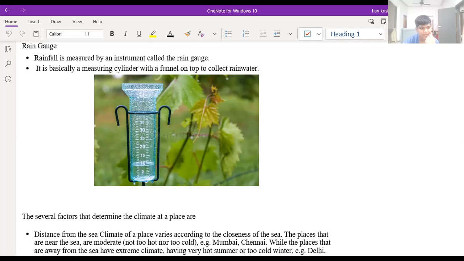Sir, if it rains for one hour, do they calculate it like this? Yeah. Any doubts again in the rain gauge? Anyone? No, sir. Okay.